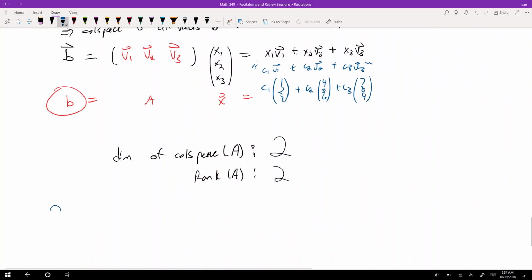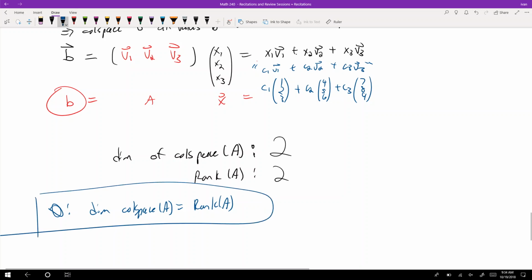So it's an important observation to keep in mind that the dimension of the column space of A is going to be equal to the rank of A, which is equal to 2. Well, in our case it was 2, but the more important thing is to remember the dimension of the column space is equal to the rank. All right, any questions? That's pretty much it for column space.